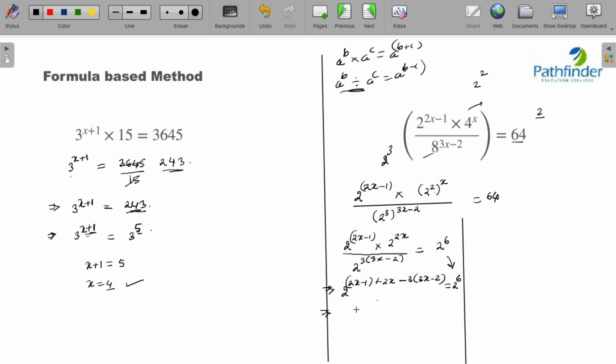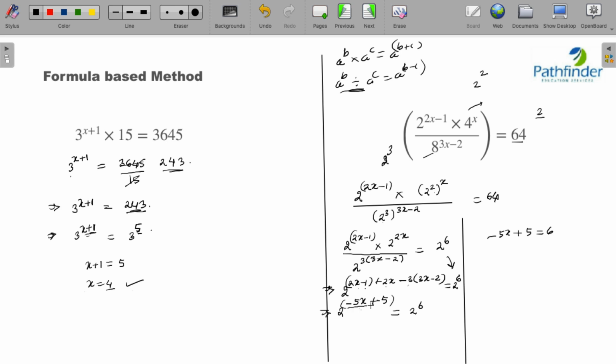So adding up all the like terms, 2x plus 2x, 4x, minus 9x will give you minus 5x, and minus 1 plus 6 will give you plus 5, is equal to 2 to the power 6. Now since the bases are the same, what we need to do is simply equate the powers. So minus 5x plus 5 is equal to 6.